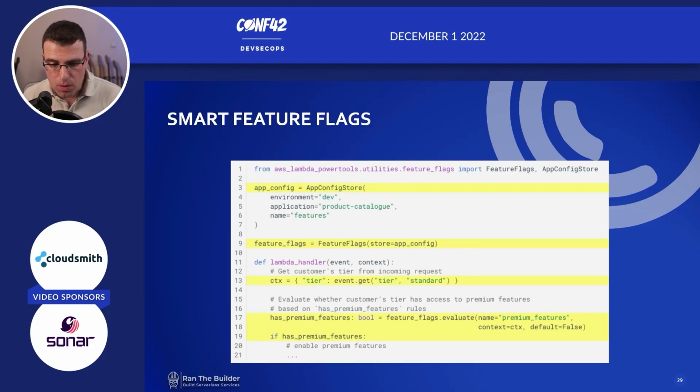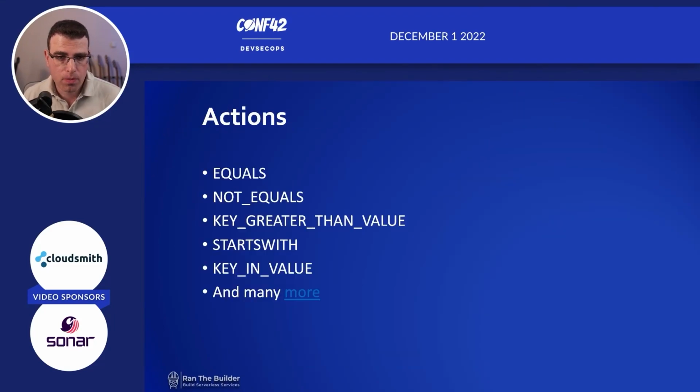Okay, so then if it's premium tier, line 19 is going to trigger, and we're going to enable the premium features. Otherwise, for another user, we're going to have different behavior. So that way you can do A/B testing between different users with the same configuration.